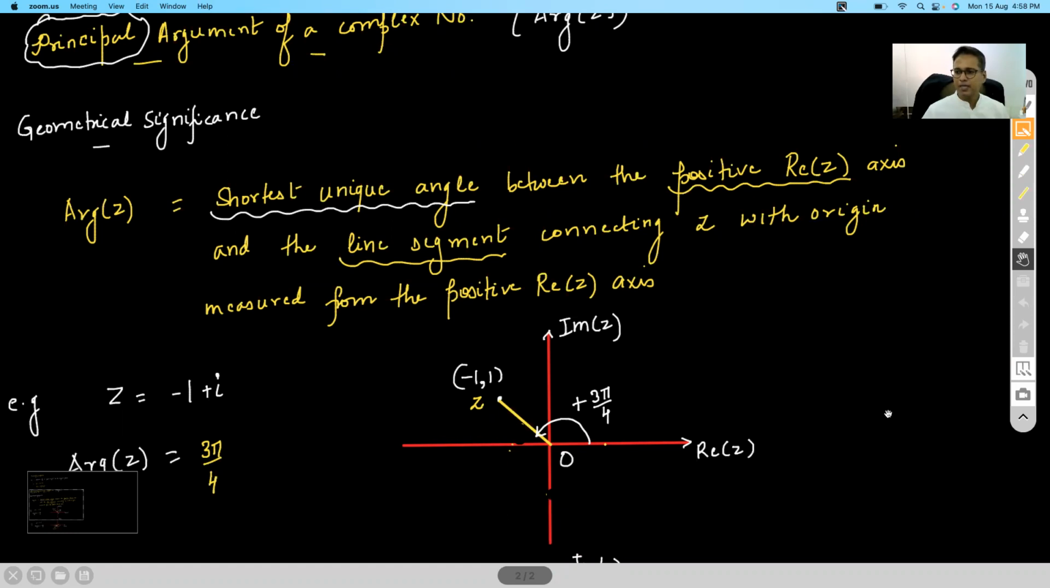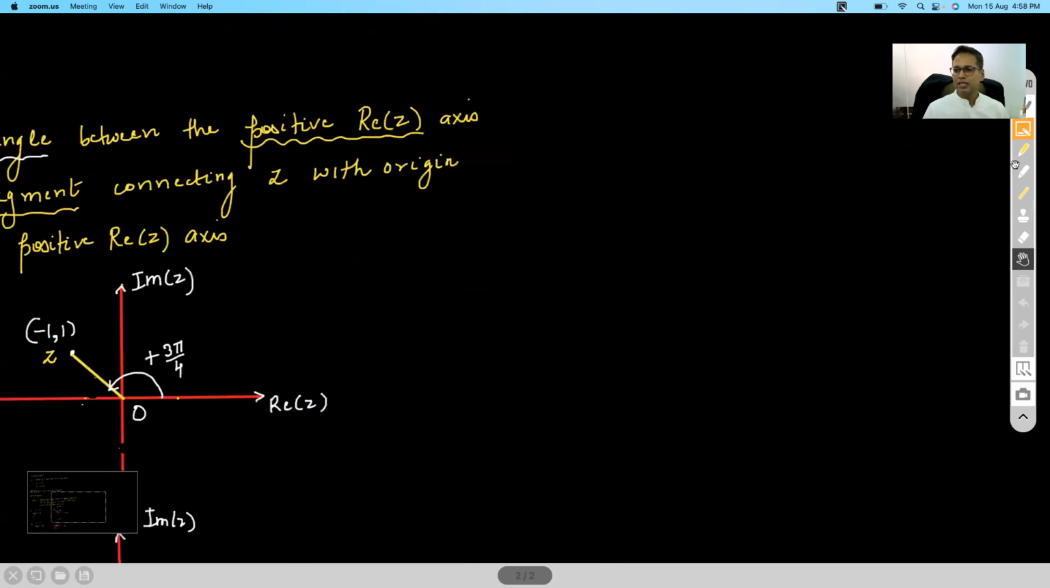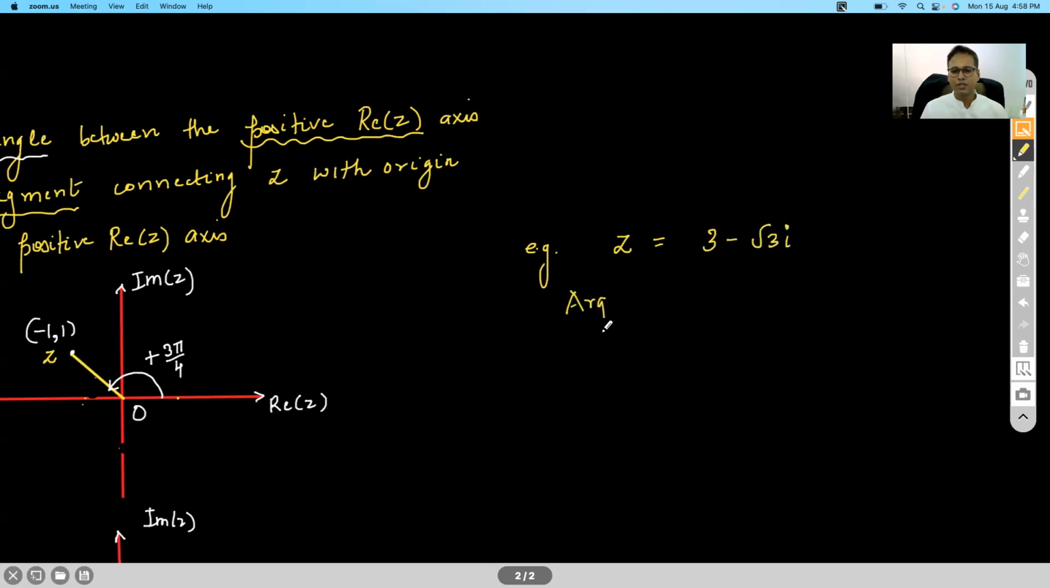Okay, let's take another example. Let's say my complex number is 3 minus root 3i. What is the principal argument of this complex number?